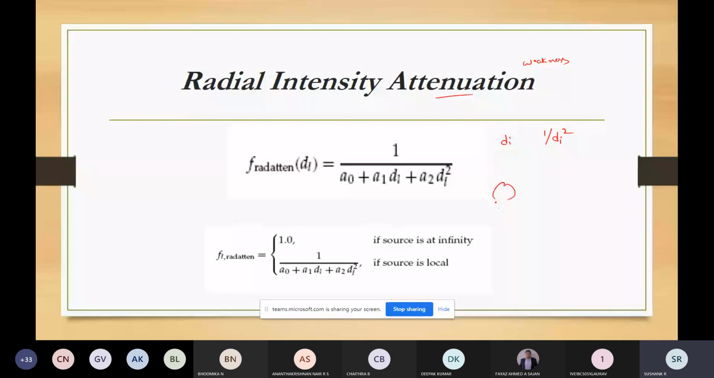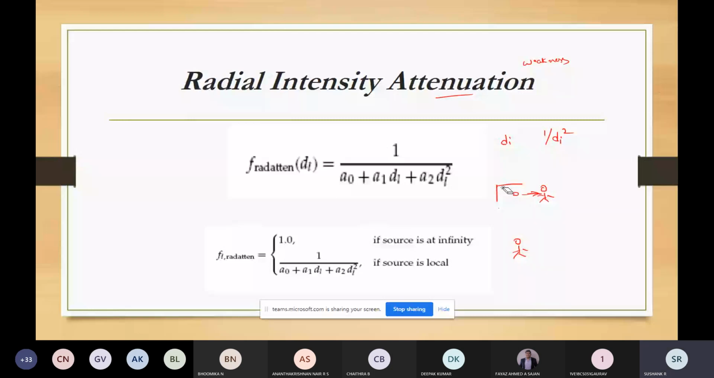This you assume as a bulb, a light source. If someone is standing here, the intensity of the light will be very high compared to this position. As he moves farther away from this light emitting object, the intensity of the light will be less. The same concept is being implemented here.